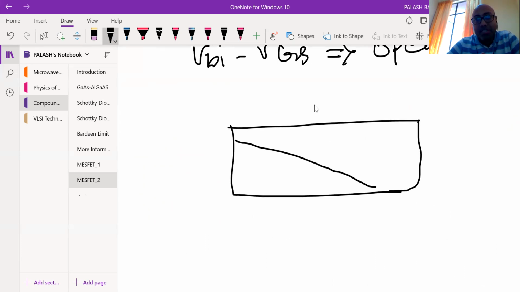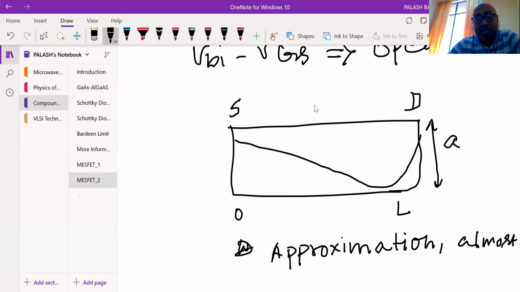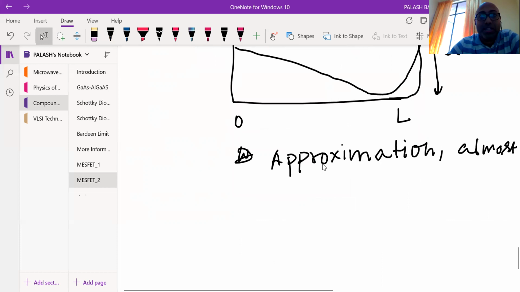So this is my condition. This is my source side, this is my drain side, this is my 0, this is my L, and you see this is my A. So here our approximation is that it is almost closed. A little opening is there, but the approximation is that we almost close this junction.